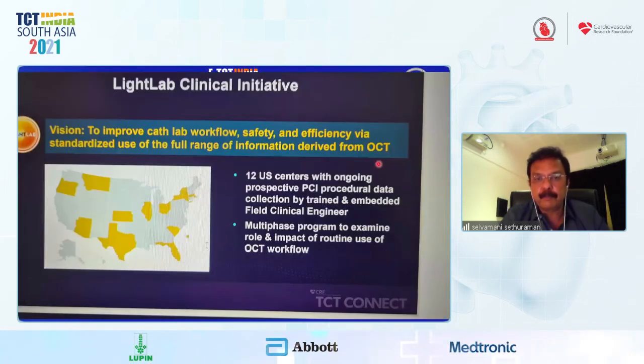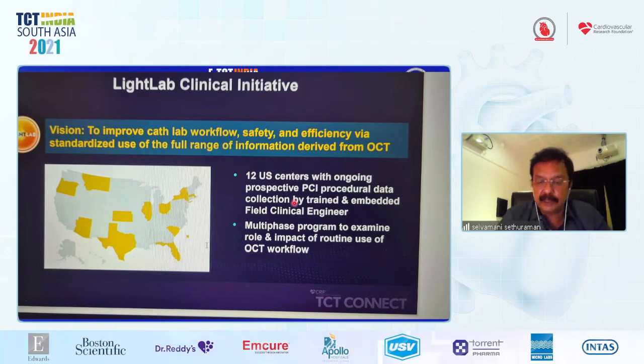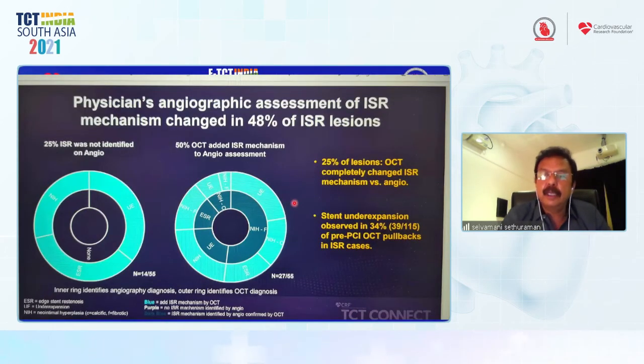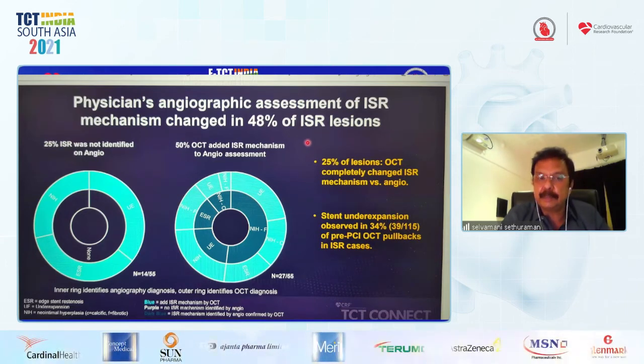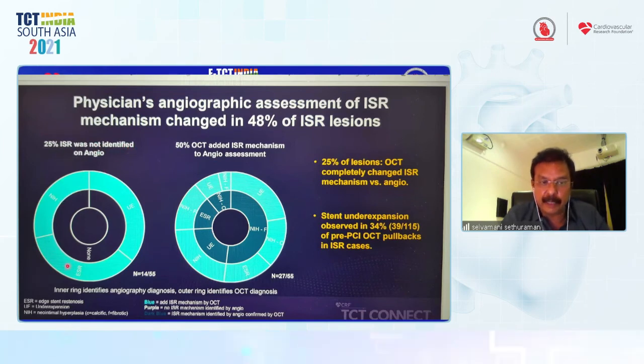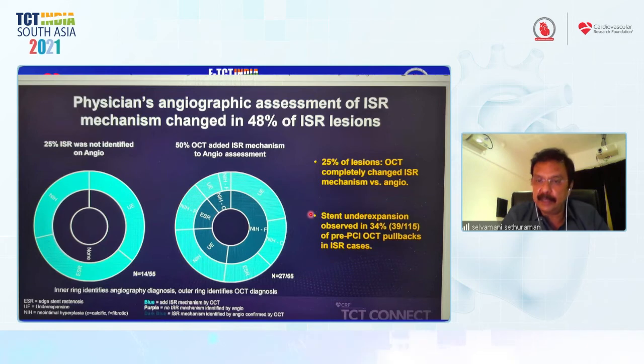Coming to this very latest update, the Light Lab study is a very important study where they have compared the impact of OCT in therapy. In the ISR group also, there is a subset which has been analyzed. See, they have found out that almost 25% of ISR cannot be made out in an angiogram, and in 50%, OCT added a clearer mechanism of ISR compared to angiogram in this study.